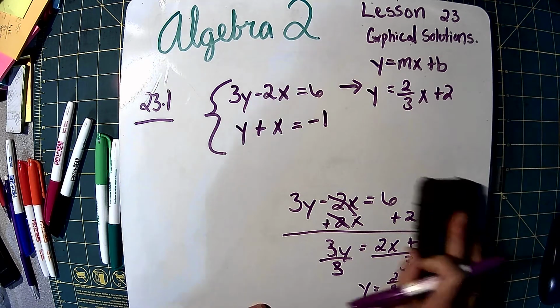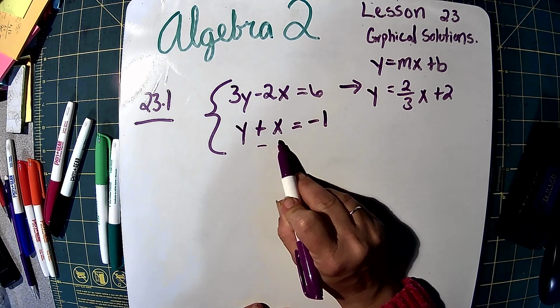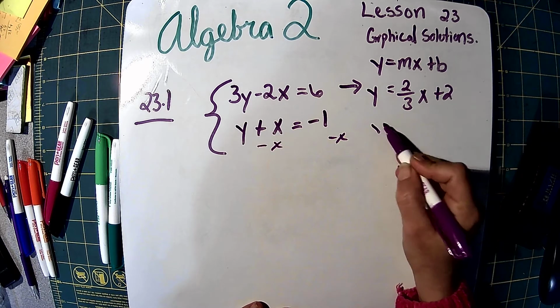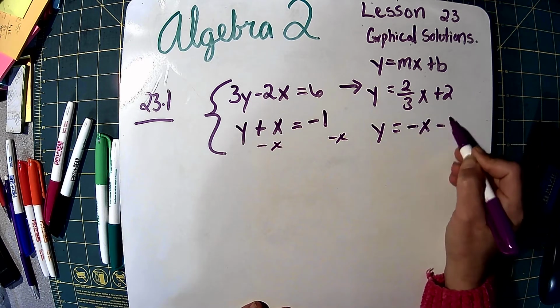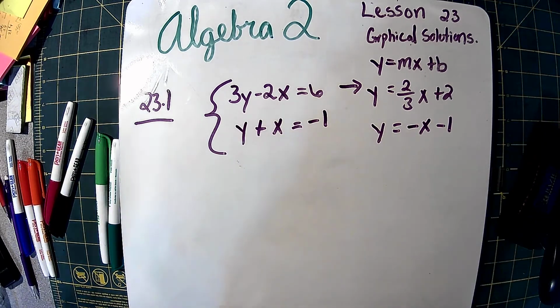Right, and this other one's really simple. All we have to do is move this x to the other side of the equation, so minus x, and we'll get y equals negative x minus 1. Alright, so there's our two equations. Now we can graph them.